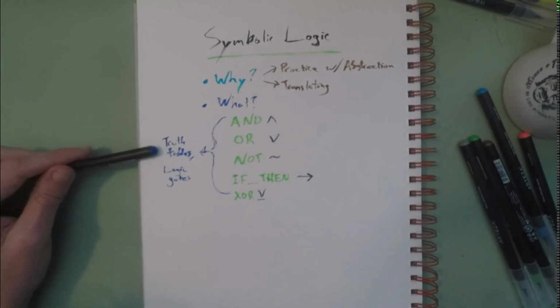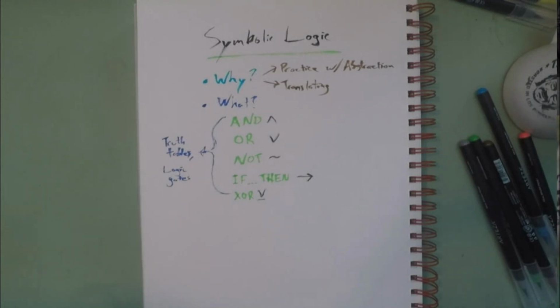Truth tables are going to lend themselves nicely to the Excel assignment that we'll do in the next learning module, but logic gates lend themselves very nicely to thinking about these as processes, or to translating an English statement into a logical statement.